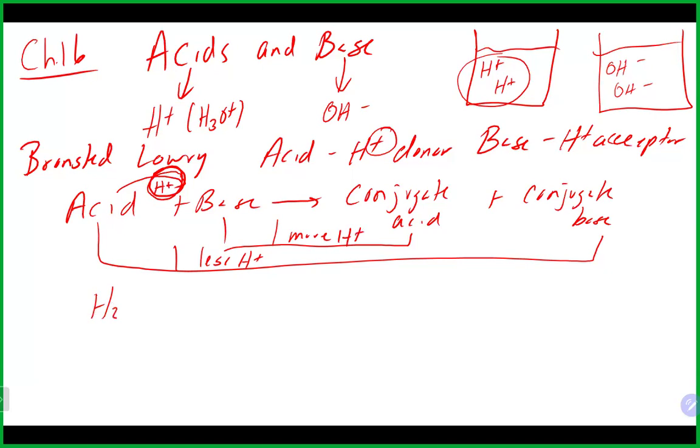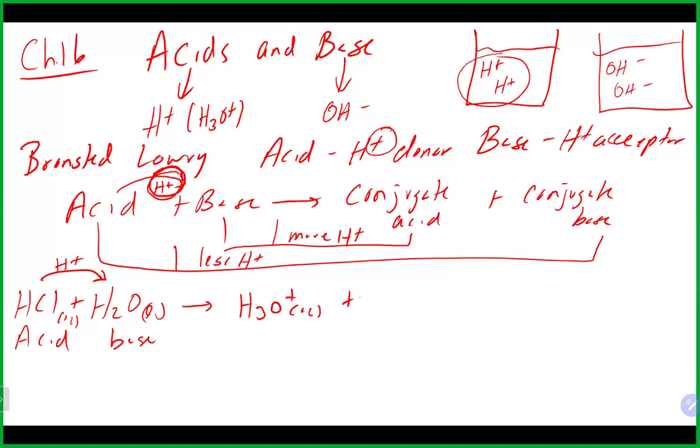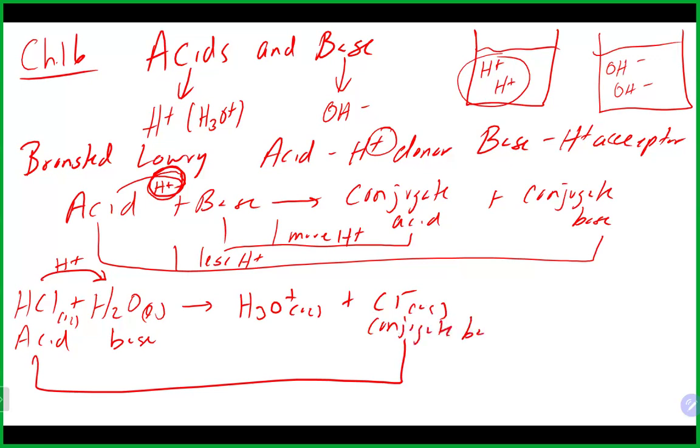For example, let's do HCl plus some water. In this case, our HCl acts as an acid, and our water acts as a base, accepting the H+. It makes H3O+ and Cl-. The acid is related to the conjugate base, and the base is related to our conjugate acid. Again, the only difference between those two is that one H+.